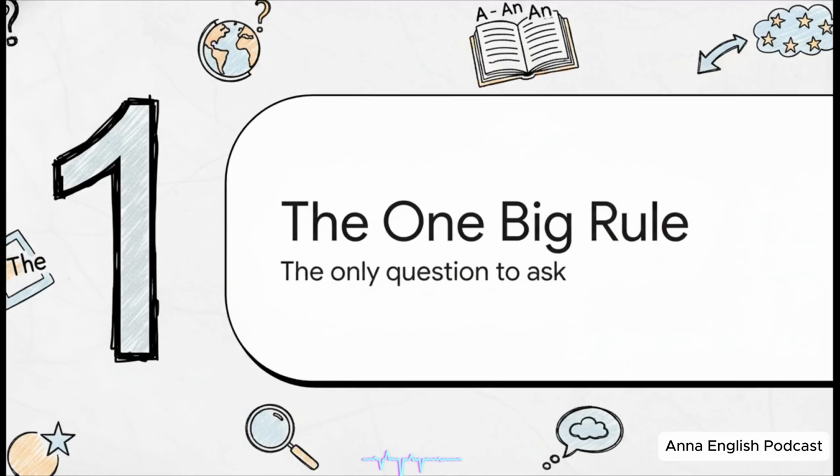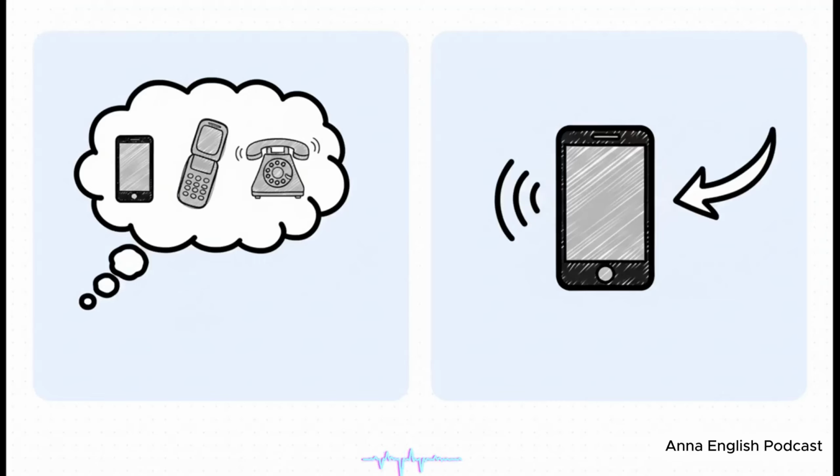Okay, listen up, because I'm about to give you the one big rule, the master key, that basically unlocks this whole puzzle. Seriously, forget trying to memorize hundreds of different little rules for now. There's just one big question you need to ask yourself every single time. And if you can get this one question right, everything else just kind of clicks into place. So here it is. The big question you have to ask is, are we talking about something general or something specific? Is it just one of many, or is it this one right here?